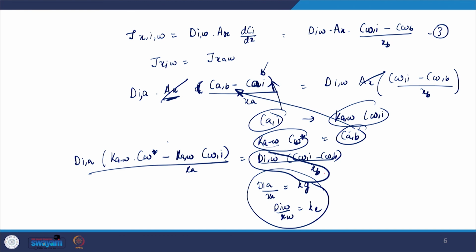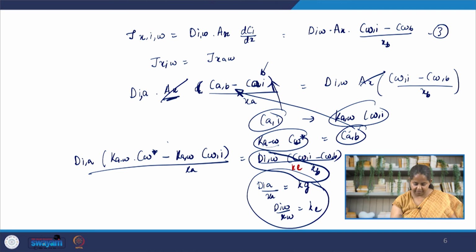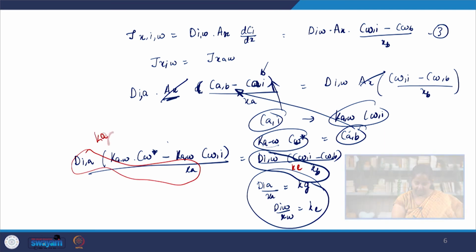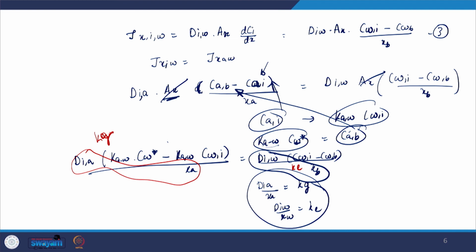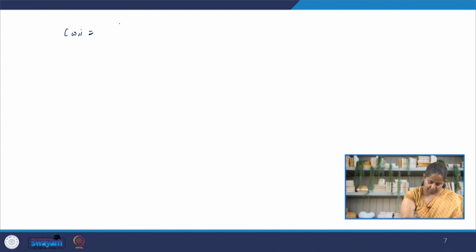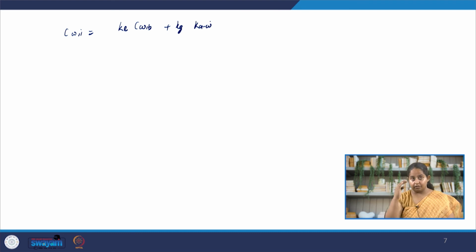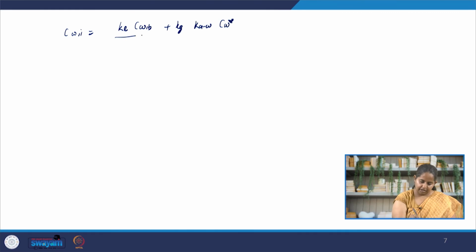basically this is introduced as a new constant, and let's say this is KL because it's water, and this is introduced as Kg, G is for gas. Then we get our concentration CWI is equal to KL CWB, which is the concentration of water in the bulk phase, which is very easy to measure, plus Kg KAW. Remember, capital KAW is the equilibrium constant between air and water at the interface, multiplied by this CW dash, divided by KL plus Kg KAW. So this is what we get.